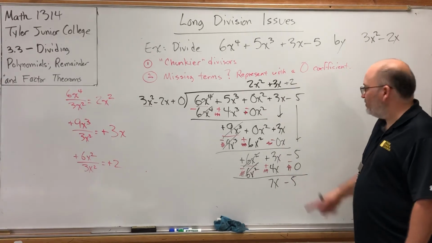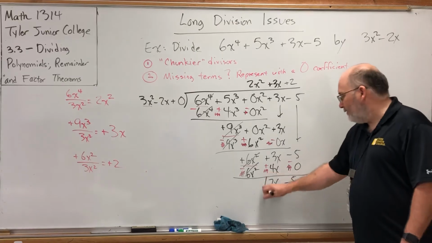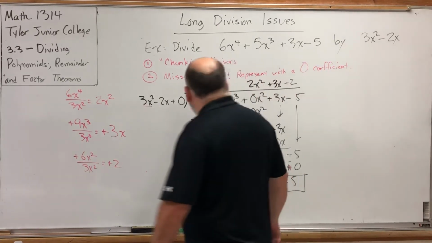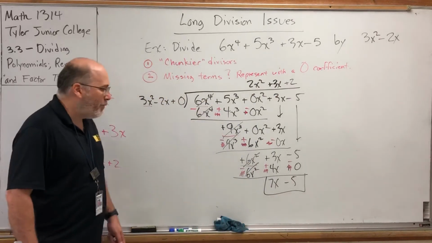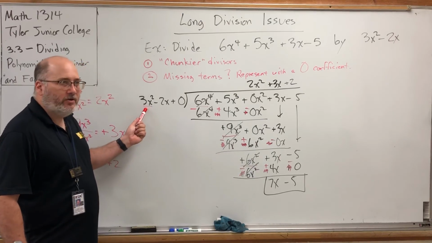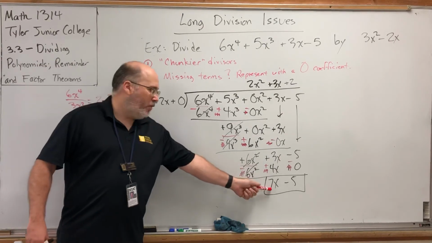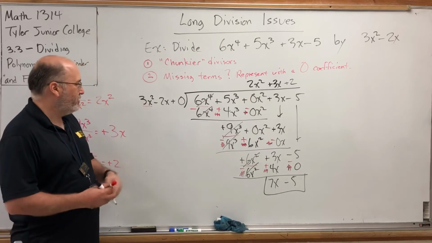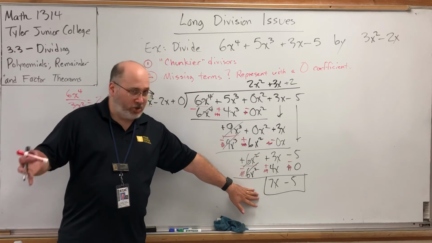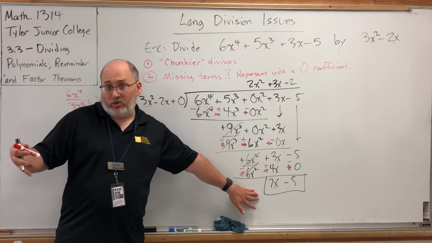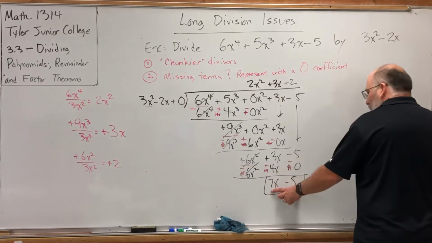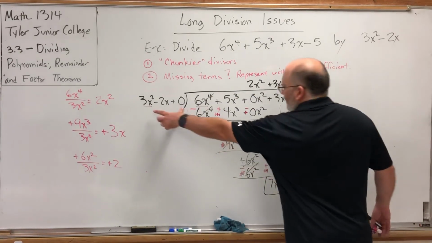At this point we're done because there are no more terms to bring down, and you might be a little curious as to why this remainder isn't just a number. When you're doing polynomial long division, you stop when the degree of the remainder is less than the degree of the divisor. In fact, the degree of the remainder will always be less than the degree of the divisor. Since this divisor was degree 2, the remainder had to be either degree 1, which it currently is, or it's possible it could be degree 0, meaning a constant term. But you stop when your remainder has a lower degree than your divisor.